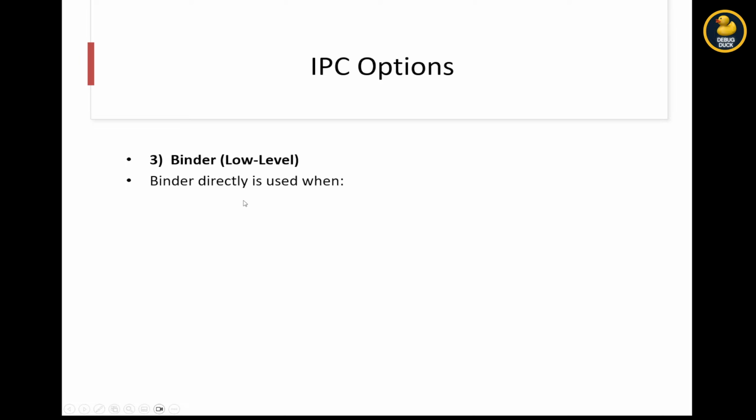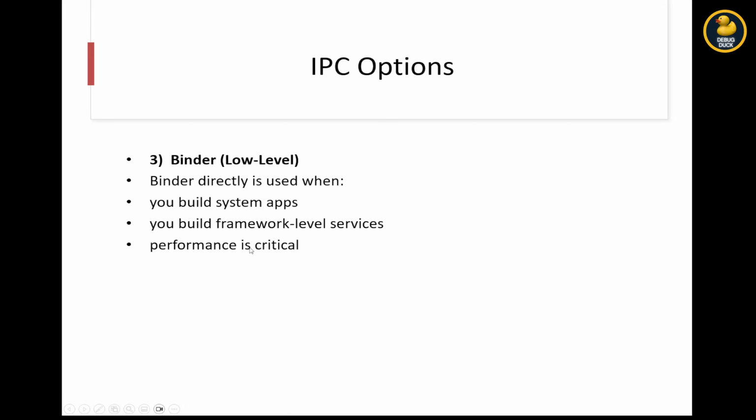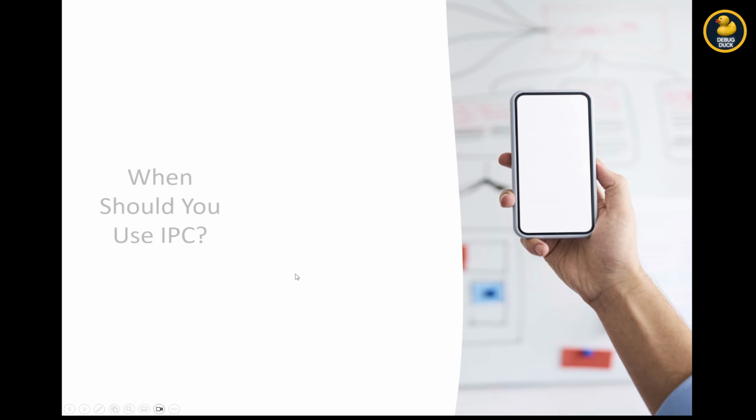Binder directly is used when you build system apps. You build framework level services. Performance is critical to you. Most normal apps don't need it.